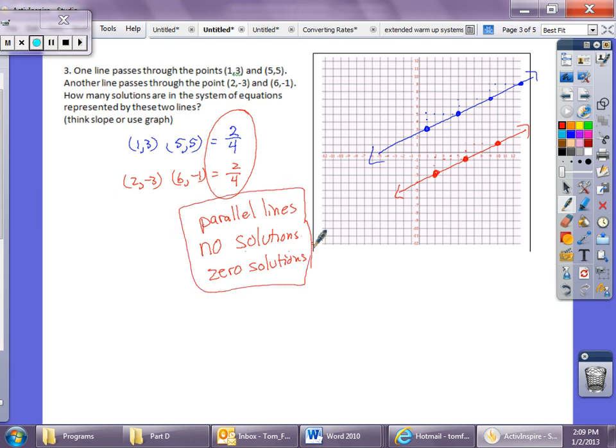And you can look at these lines. When you look at them, they look like they're parallel. They don't look like they're intersecting. We test the slopes. Well, the slopes are the same. They have different y-intercepts. This y-intercept is somewhere around negative 4. This y-intercept is somewhere in between 2 and 3. Same slope, different y-intercepts, parallel lines.